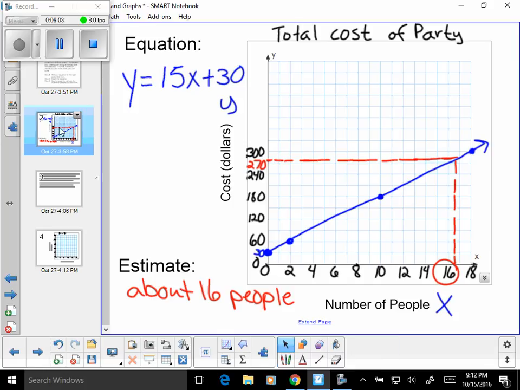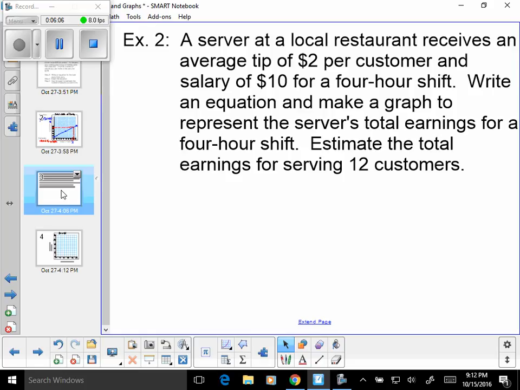Let's move on to example 2. Now you can, if you'd like, hit pause, and then I can go over the problem. Okay, a server at a local restaurant receives an average tip of $2 per customer. There's that per again, and a salary of $10 for a 4-hour shift. We're going to write an equation and make a graph to represent the total earnings for a 4-hour shift. So we have to estimate the total earnings if they serve 12 customers.